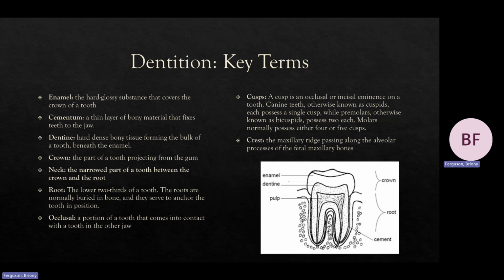And then the crest is the maxillary ridge that passes along the alveolar process of the fetal maxillary bones. Basically, it's that kind of bumpy part on the top or roof of your mouth. If you feel it with your tongue, you'll feel where there's kind of like a line. And that actually fuses as you get older.